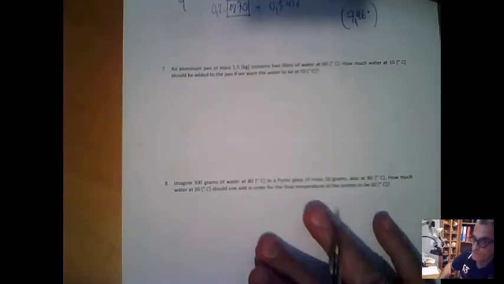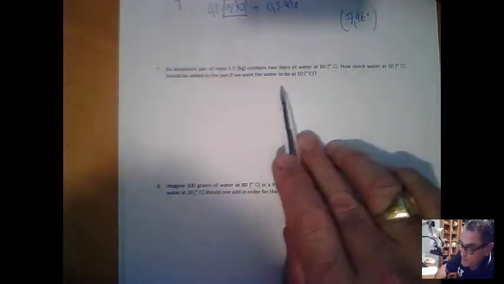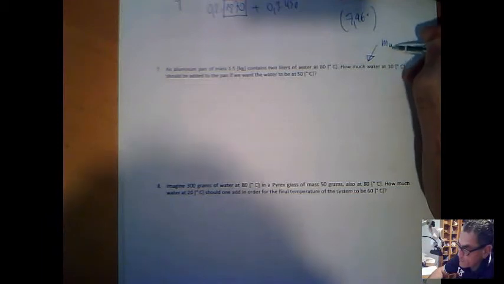Okay. Now in these exercises we were supposed to compute the equilibrium temperature. Now here we have another exercise where the unknown is not the final temperature. Okay, this we know because the question is how much water at 10 degrees should be added to the pan if we want the water to be at 50 degrees. Okay, so this question, how much water, this tells you that the unknown now is the mass of the water. So you need to rewrite the whole equation and then isolate the mass of the water, and you will be able to compute this mass of the water according to the other conditions.